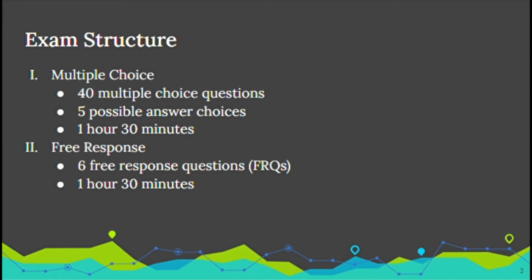So for the exam structure, it's 2 sections, both an hour and 30 minutes. Multiple choice is 40 multiple choice questions. It's 5 answer choices, so that's A, B, C, D, or E. Look out for that. They have changed that on a lot of exams. They've taken it down to 4 possible answer choices. It shouldn't really matter. You should know the correct answer anyway, but just keep a lookout for that. They might drop that down in future years.